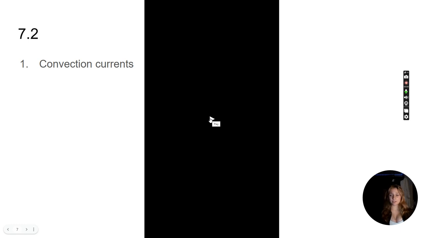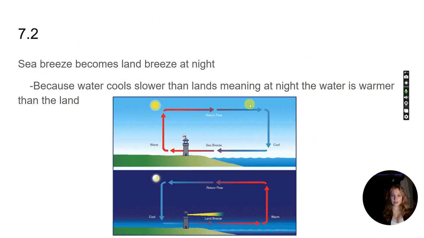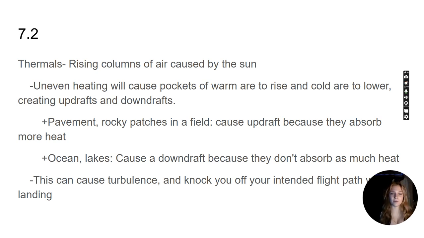It doesn't just happen over the ocean, to my knowledge. Depending on the time of day, so if it's night or daytime, everything just kind of reverses. It's the same thing, it just reverses because water cools slower than land. So at night the water will be warmer than the land, therefore everything reverses, okay?